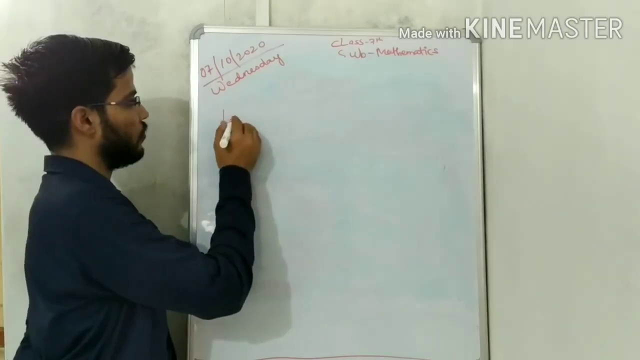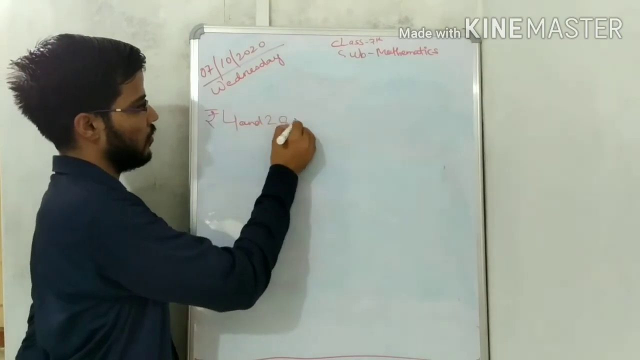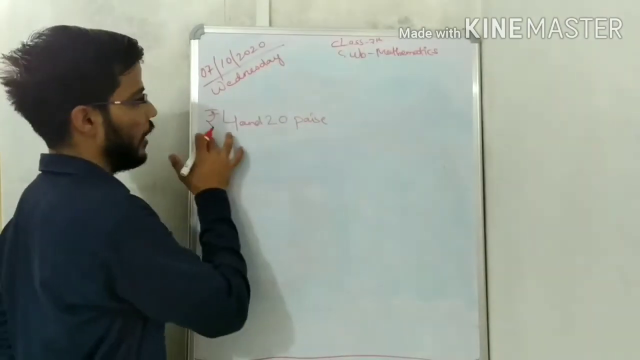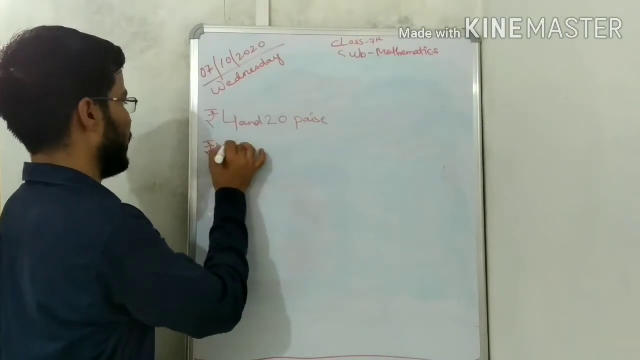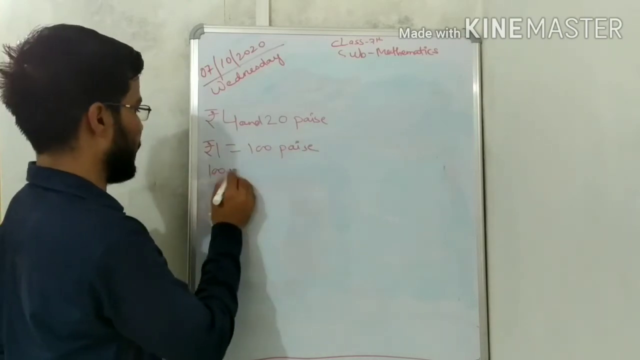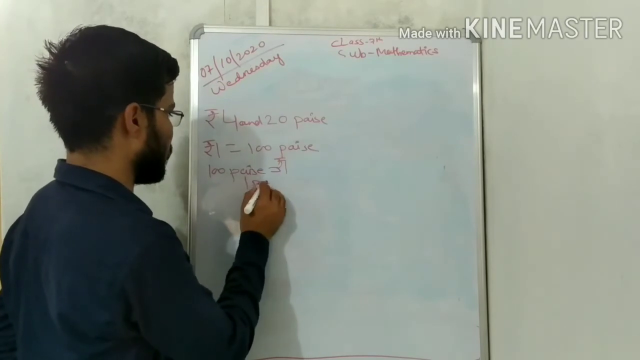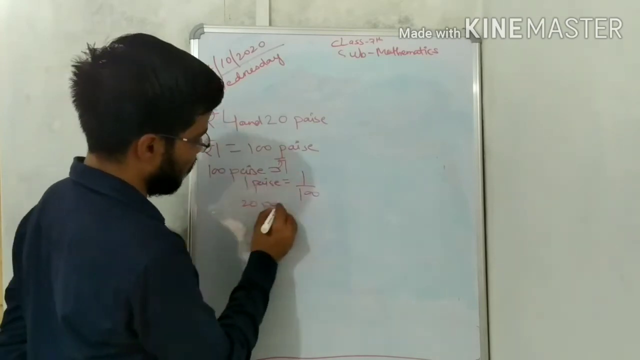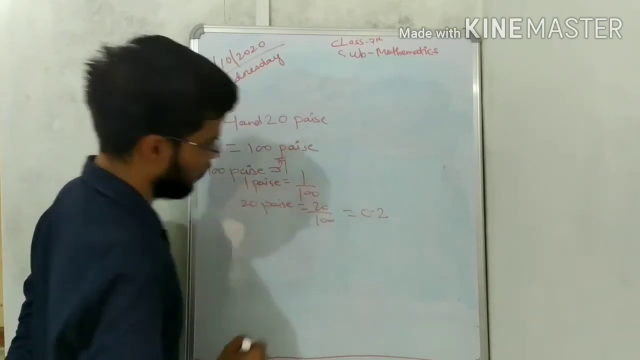Now the next question is rupees and 20 paise. You have to convert it into rupee. How will you convert? You convert this into rupee and then we will add it with this rupee. So we know that 1 rupee is equal to 100 paise. We can write 100 paise is equal to 1 rupee. Then 1 paise is equal to 1 by 100. Then 20 paise is equal to 20 by 100, or we can write it as 0.2.